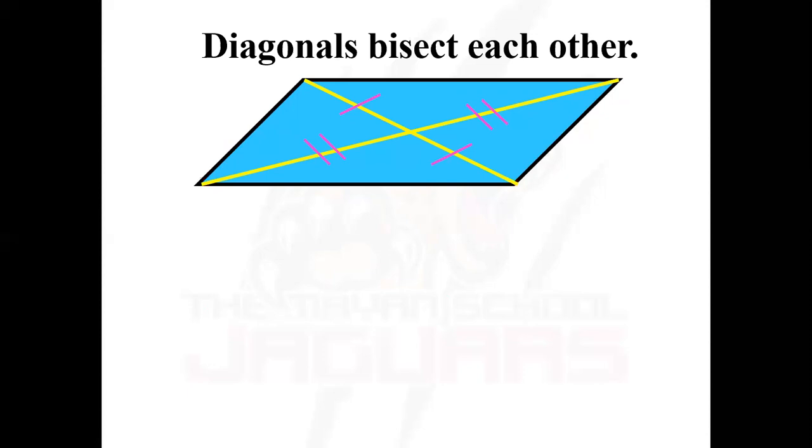Let me call them A, B, C, and D. And let me call the point where the two diagonals intersect point E. So in here, what it states is that the diagonals bisect each other. So what does it mean? It means that, for example, the diagonal AD bisects the diagonal BC, meaning that the segments BE and EC are gonna be congruent.